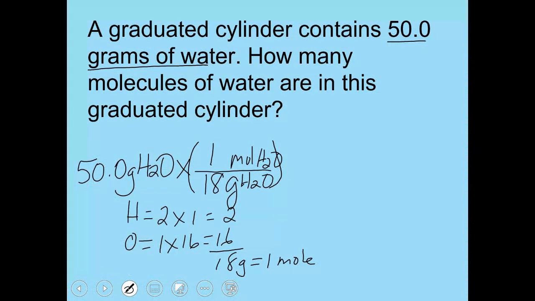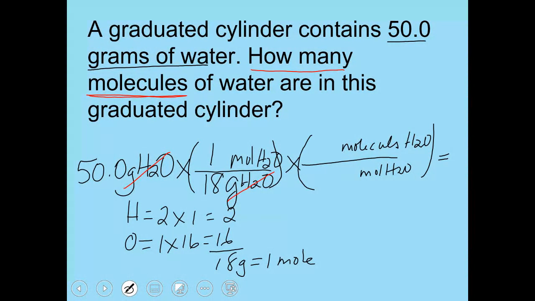Notice that we set it up so that our units would divide out. The grams of water divides out. If this question said how many moles, we'd be done. 50 divided by 18 would give us our answer in moles, but it says how many molecules. So we need another step to go from moles of water to molecules of water.